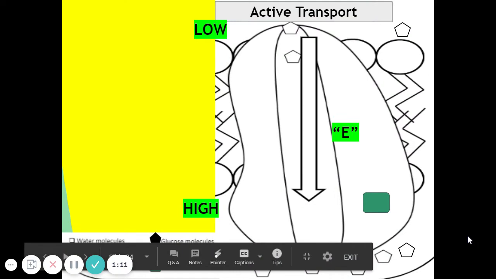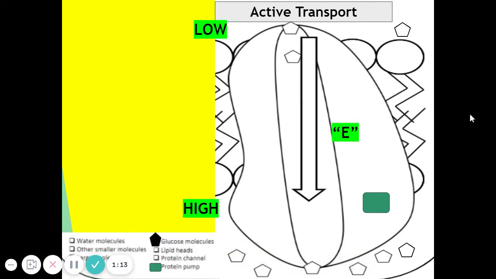So as you look at this protein pump here, we are going to make it in green. We see that it looks kind of like our channel protein, so it is going to provide a passageway. But because of the concentration gradient, it's going to require energy.